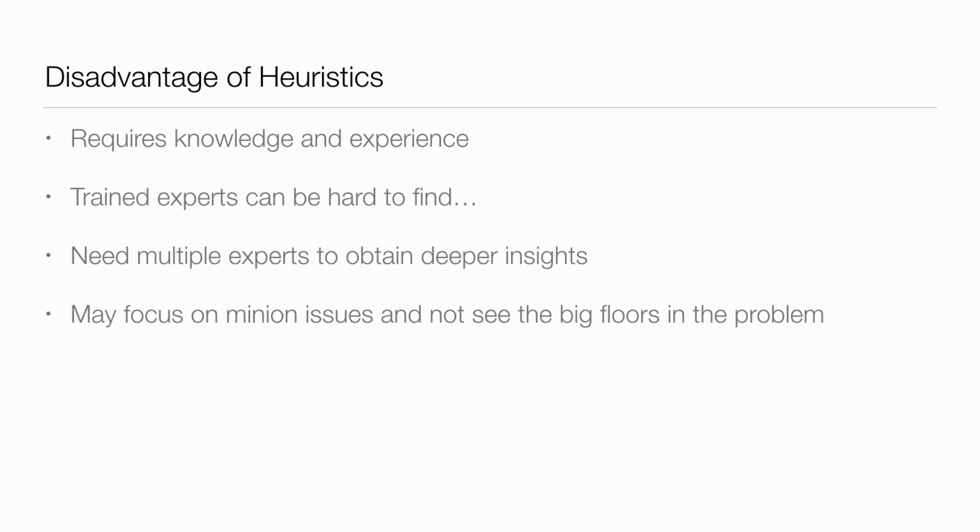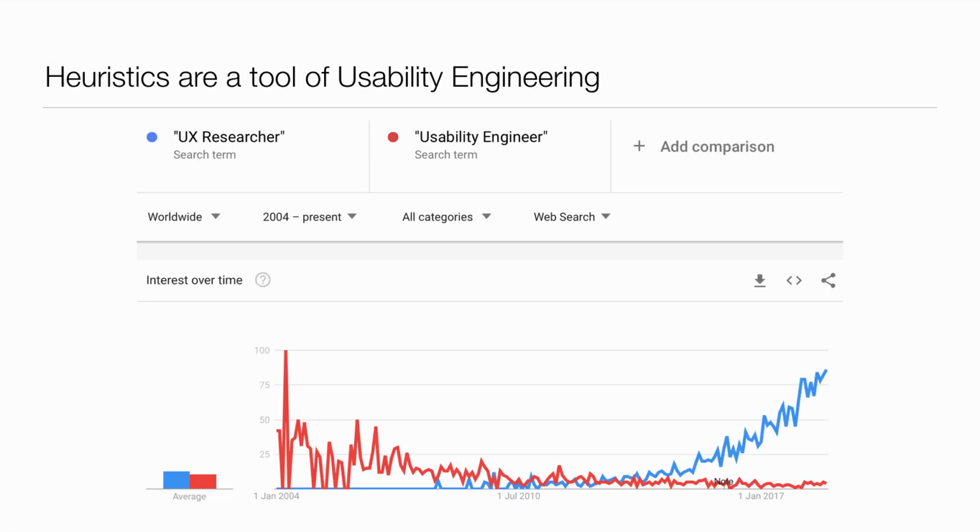And finally, you may focus on tiny issues and not see the big flaws in the design. You say, oh, there's this small little label here, this small little thing there. Let's patch it up and fix it. When what you actually need to do is tear the entire site down and work again, because it's not solving the user's underlying needs. It's just making something which is not very good into something that's very usable.